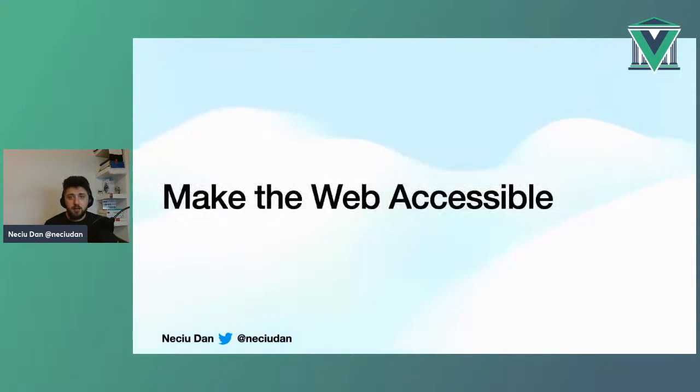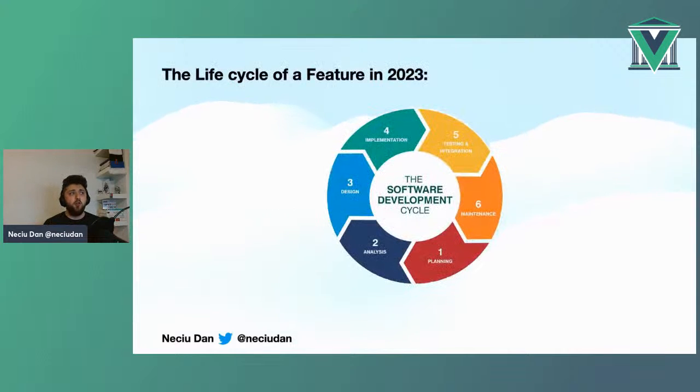So, making the web accessible. Thinking back before about the life cycle of a feature, now that we know the best practices and how to use them, it's not all about the dev work, what the developer needs to do, but we have to integrate accessibility into all parts of the life cycle of a feature.